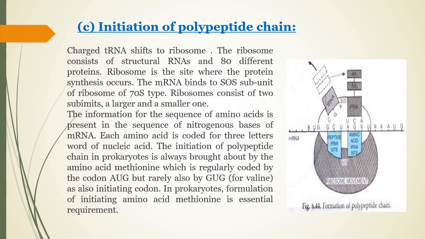Charged tRNA shifts to ribosomes. The ribosome consists of structural RNAs and 80 different proteins. The information for the sequence of amino acids is present in the sequence of nitrogenous bases of mRNA, and each amino acid is coded for by a three-letter word of nucleic acid. The initiation of polypeptide chain in prokaryotes is always brought about by the amino acid methionine, which is regularly coded by the codon AUG, but rarely also by GUG for valine as an initiating codon.